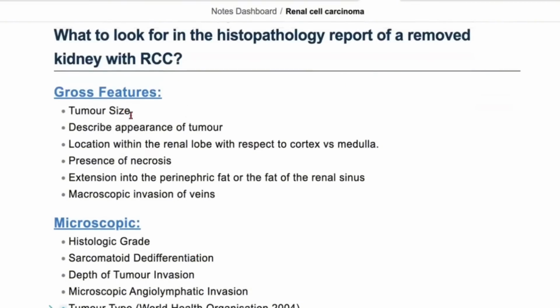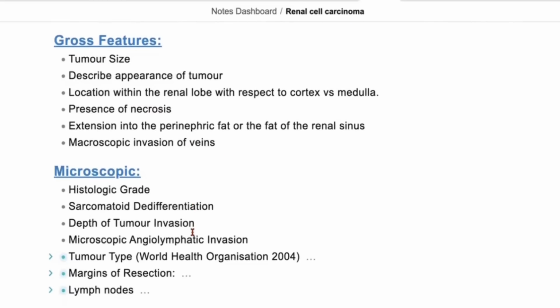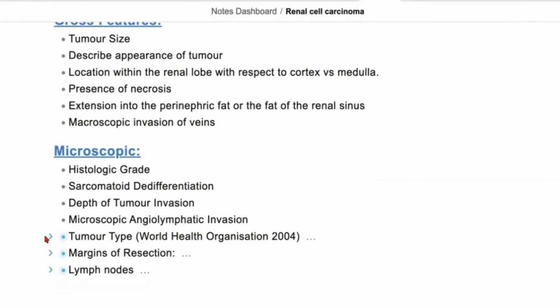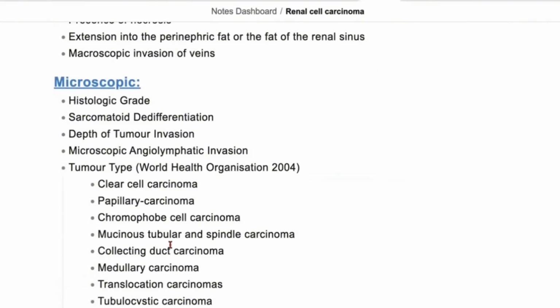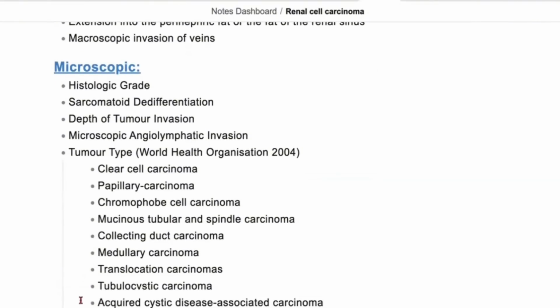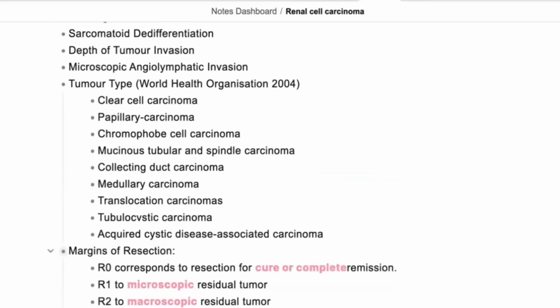Okay? Gross picture: size, describe the appearance and the location, necrosis, ulceration, invasion of vascular structures, and microscopic, many other things as well. The tumor type, there is a WHO classification. It could be many things. You don't have to mention all of them. Clear cell, papillary carcinoma, chromophobe cell carcinoma, etc. You don't have to mention all of them.